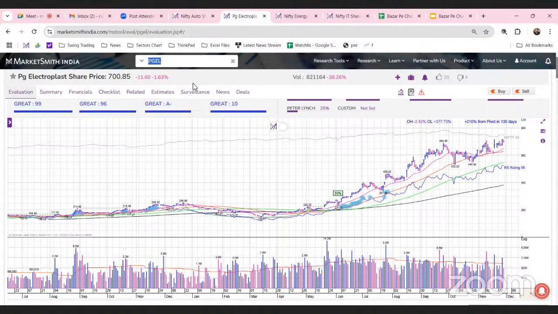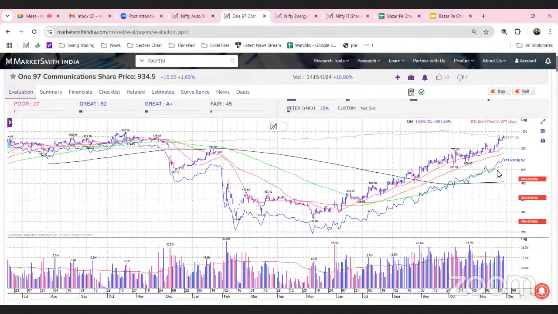Next, Paytm. Paytm is moving toward 1,000. We already mentioned the level of 1,000 a few months back in this Bazaar pe Charcha only, when someone asked a query. We are expecting 1,000 levels in the coming days in Paytm. Next, PEL.